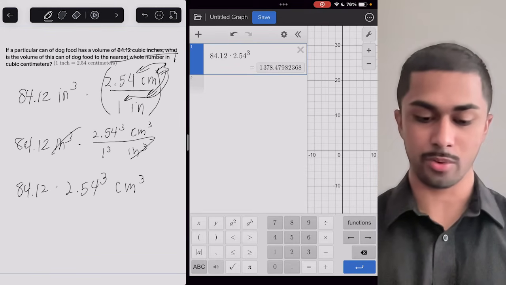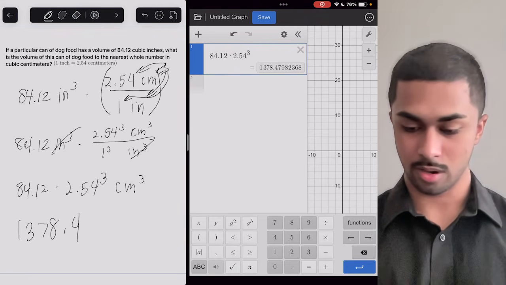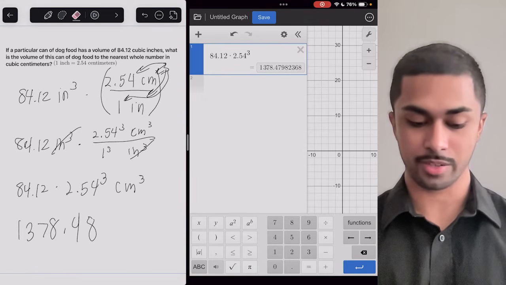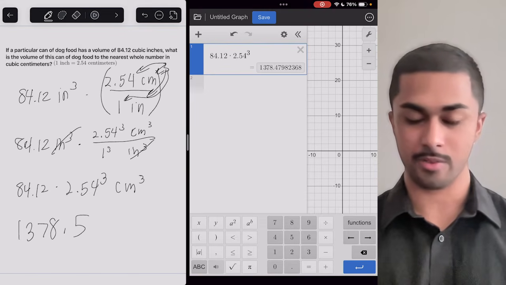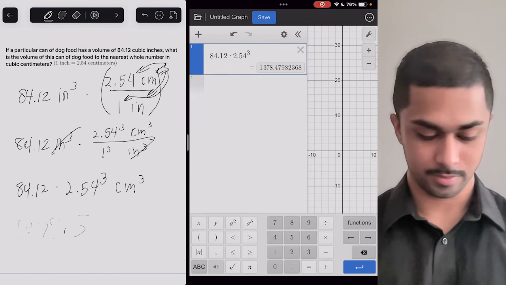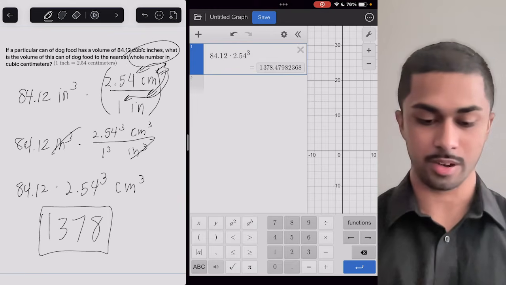Make sure that we are reading the question. If you answered 1378.40, or if you answered 1378.5, you would have gotten this question wrong. 1378 is the correct answer because we're rounding to the nearest whole number, right?